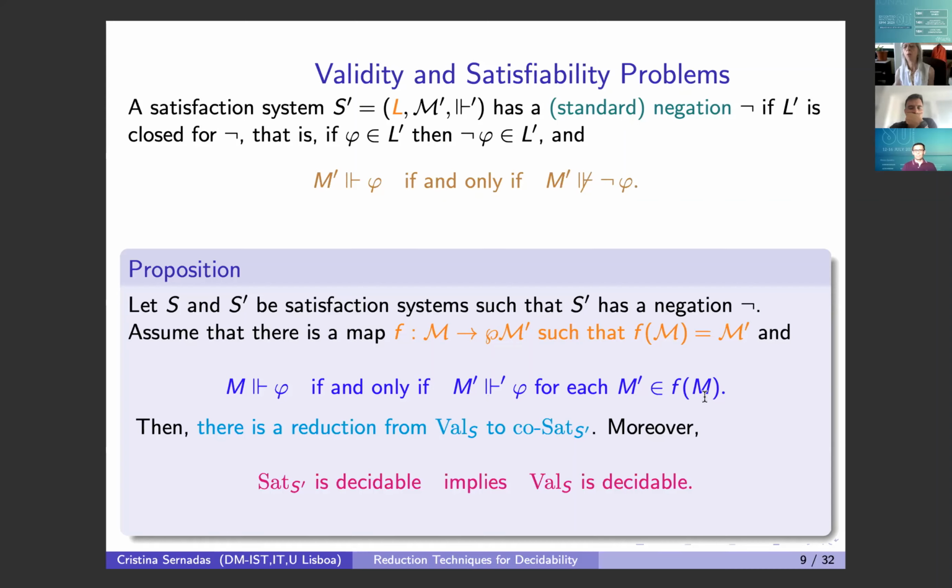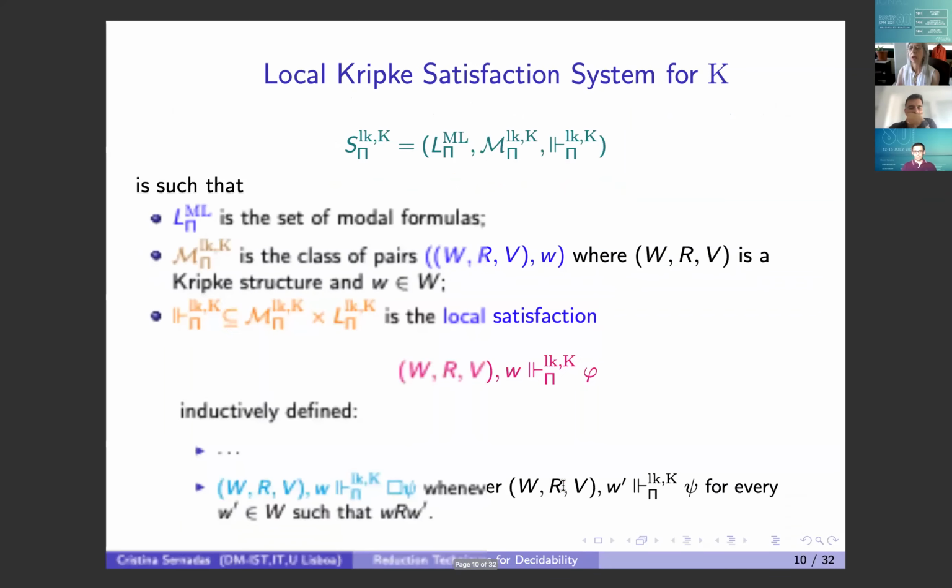Okay, and now with this, you can prove that decidability goes from satisfiability of S prime to the validity of S. And maybe you can ask, why do I need this? So consider, for example, modal logic K. When you have modal logic K, actually you have two satisfaction systems that you can associate with modal logic K.